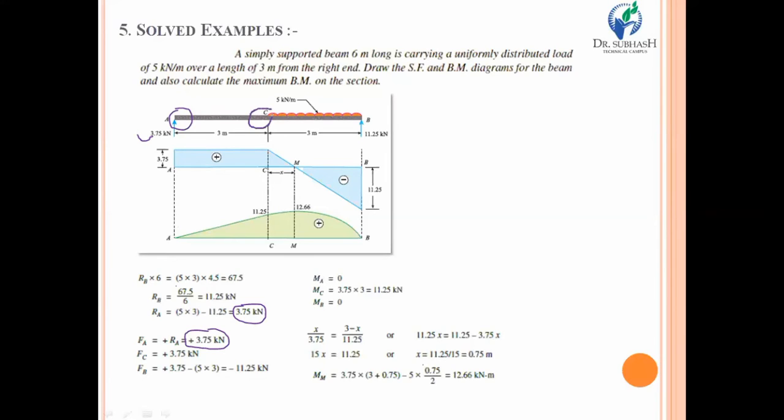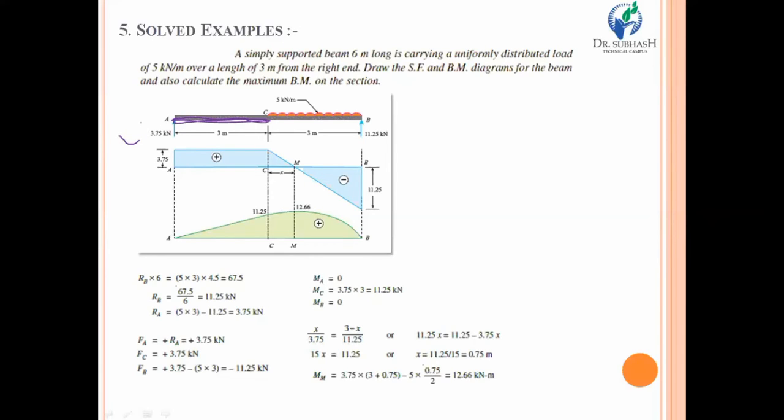Similarly, if you are looking at section C, then around section C there is only one force acting, that is 3.75 kilonewton, because this force can be easily transferred over here as per engineering mechanics. Whatever section you are considering, you just have to think about that particular section and the left-hand side of it. Suppose we are calculating the shear force at section C, then think about this portion only and which kind of force is acting in which direction. Only one force is acting, 3.75 kilonewton, nothing other than that, and it is acting in the upward direction.